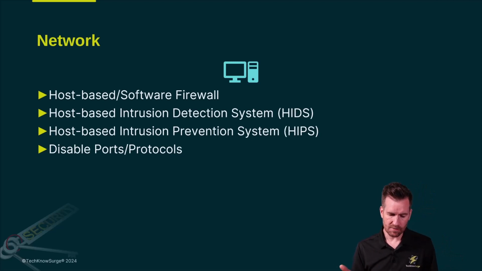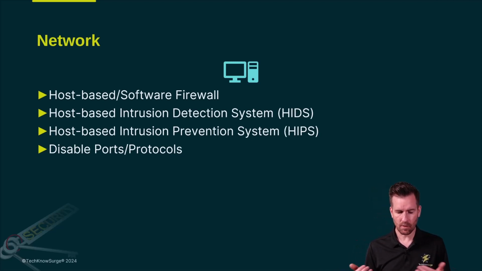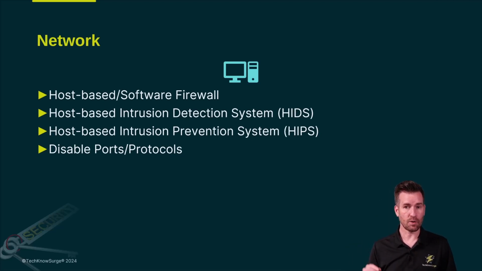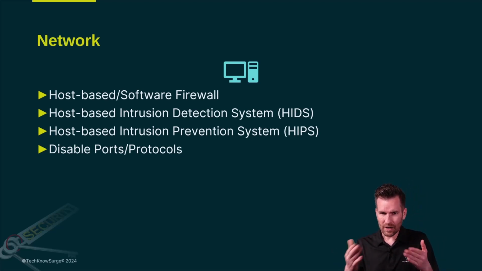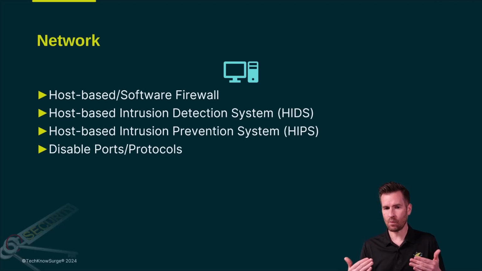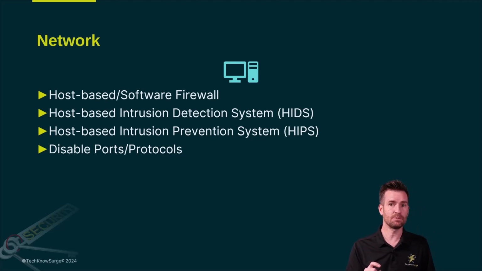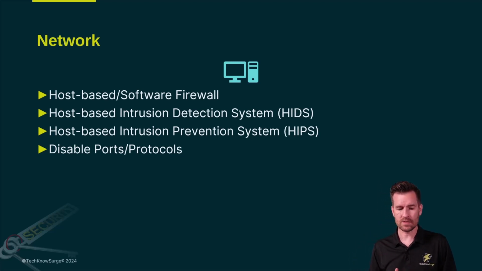And then same thing, host-based intrusion detection system or prevention systems are out there as well. And then also disabling ports and protocols. So when we're communicating across networks, we actually use ports and protocols for that communication, and we can turn off certain ports and protocols so that way we're not using them. So it's recommended that you do that on your end hosts.